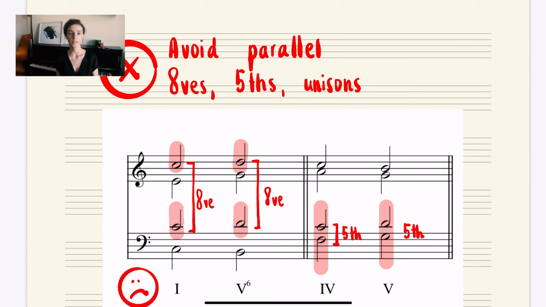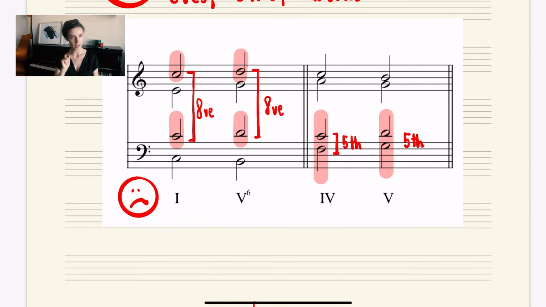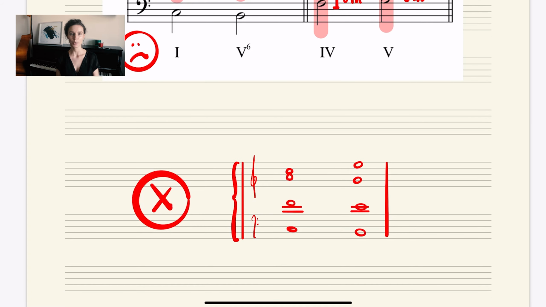Remember that parallel fourths are absolutely okay as long as they occur between the upper voices. If there are parallel fourths between the bass and the tenor, they are not okay, and they're also to be avoided.